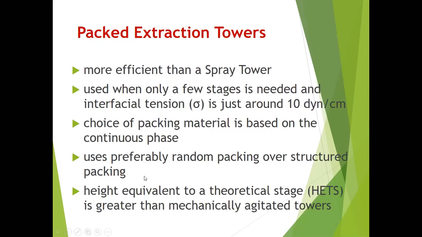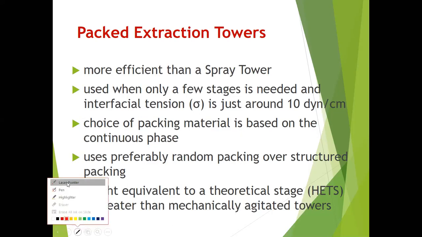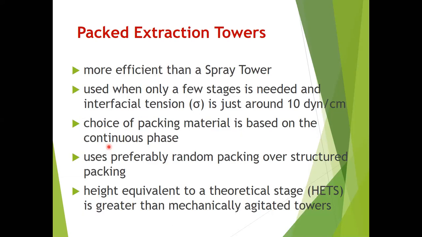The tower that is most often used is the packed extraction tower because, of course, of its efficiency compared to the spray tower. Now, this is used when only a few stages are needed, but not as few as the spray tower, and with an interfacial tension around the value of 10 dyne per centimeter. So the choice of packing material is based on the continuous phase. Speaking of the continuous phase here, class, in extraction, the continuous phase is the feed.